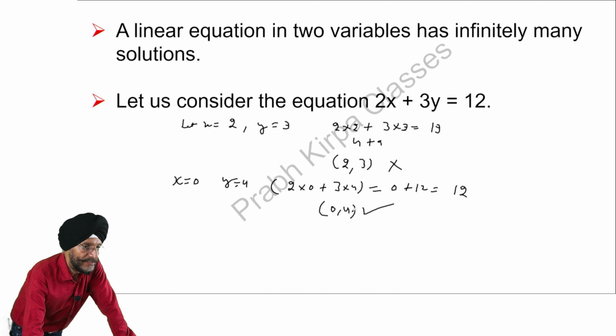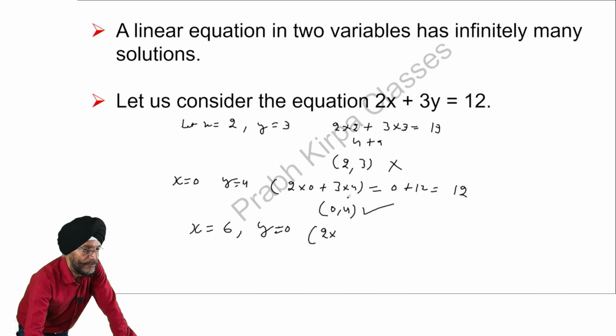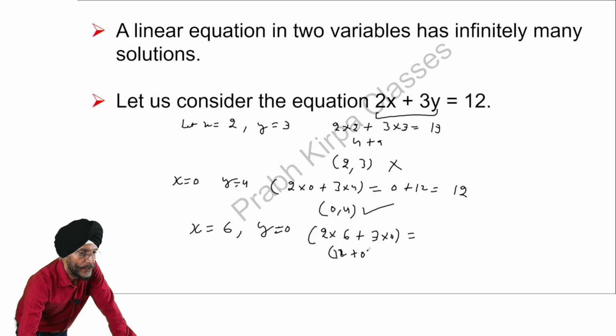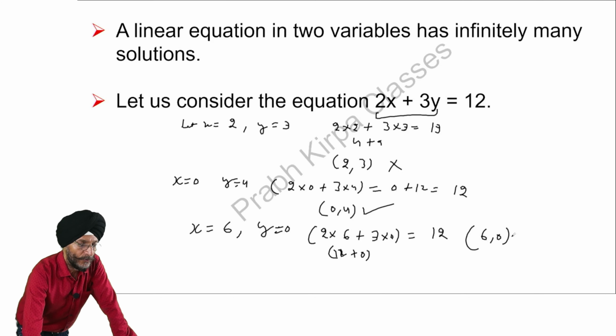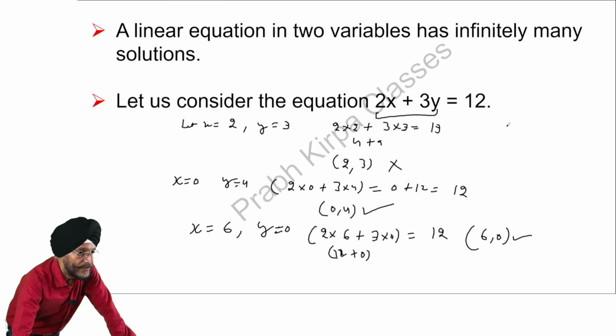Now we take another example. Suppose we take x is equal to 6, y is equal to 0. So now what will happen? We will fill in the values on the left hand side: 2 into 6 plus 3 into 0. 3 into 0 becomes 0. So it becomes 12 plus 0. It becomes 12. So the possible solution is (6, 0).